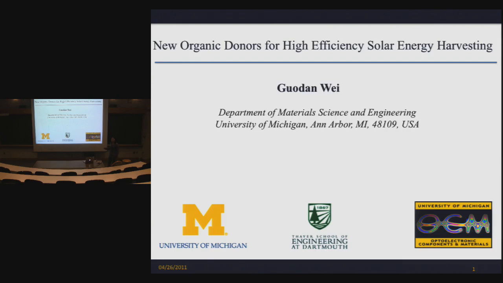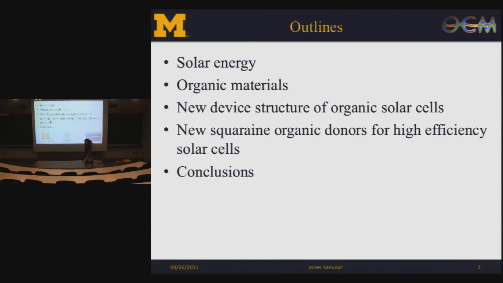Because they conduct electricity, we use these organic materials in our solar cells. Solar cells, as many of you already know, are devices that convert sunlight into electricity. So this is a green energy harvesting process. And solar energy nowadays has proven to be one of the renewable energy sources for our ordinary life application.